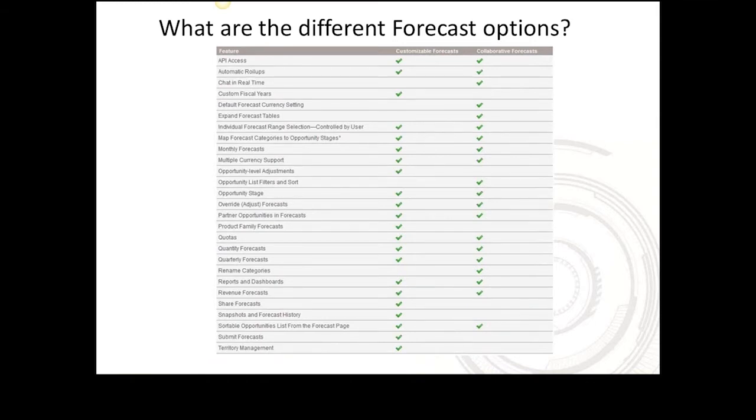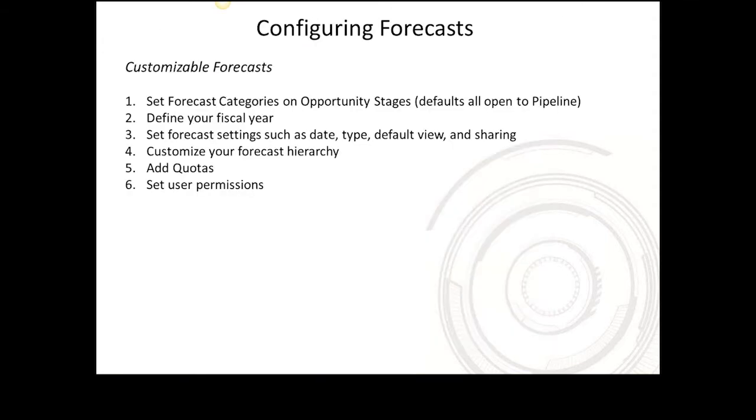This just breaks down everything I just went over about the main differences between customizable forecasts and collaborative forecasts. It's also available on the help site. If you were just to search on different forecast options, you would get this result, and we'll go into some more detail on some of these points as well.